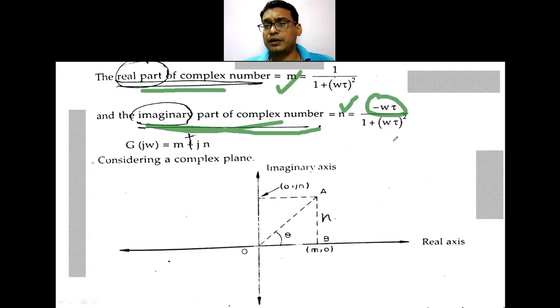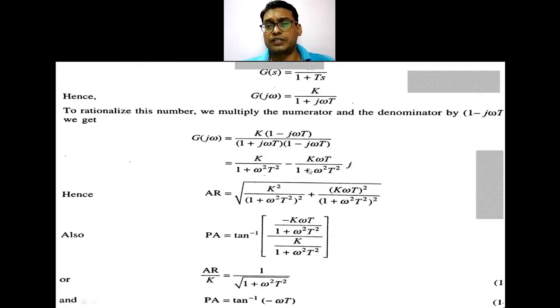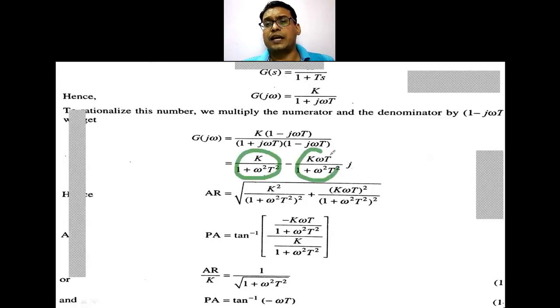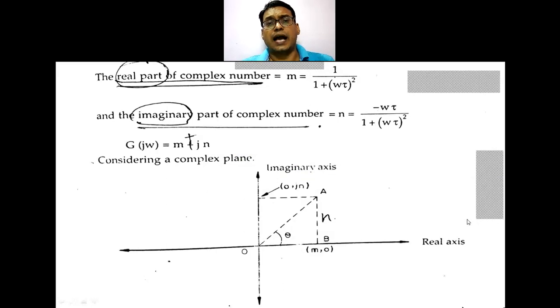From where are these coming? These are coming from our two parts, the real part and the imaginary part. K can have the value of 1, which we are assuming, the steady state gain as the value of 1. So I can write this as a real part of a complex number and the imaginary part of a complex number. So this is written as m plus nj.